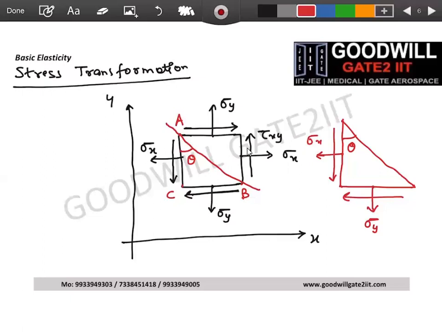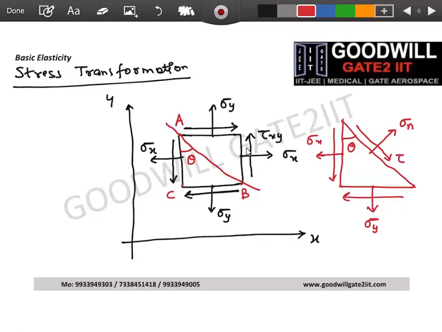So on the plane where we don't know what is happening, let's assume there is a stress sigma n acting. We don't know what the stress is, which is perpendicular to this plane. No longer are we in Cartesian coordinates. We have cut the plane at an angle. And I'm assuming that there is some shear stress on this plane, which is tau.